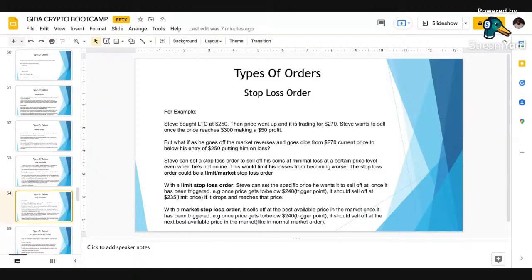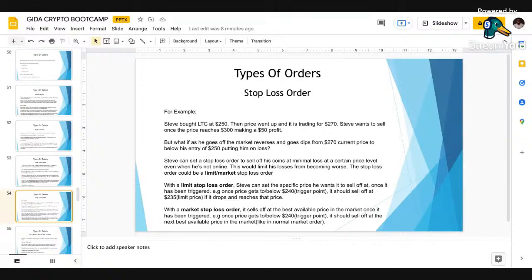Now, what is the difference? With a limit stop loss order, as I've mentioned before, Steve can set the specific price he wants to sell off at once it has been triggered. Remember what I talked about? Trigger price is called the what? Stop price. So once that has been triggered, he can now set a different price he wants to sell at. So it now falls to this trigger price and then sells for me at this different rate.